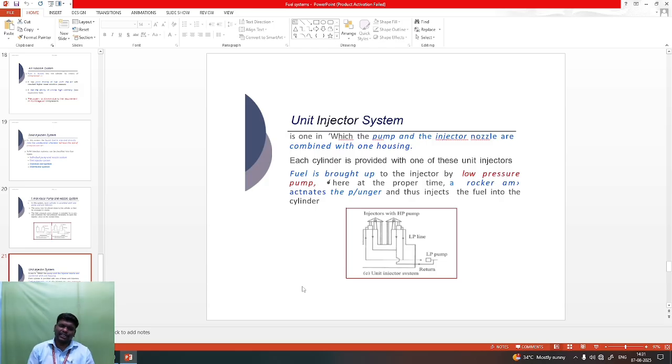Next one is the unit injection system. In the unit injection system, unit means a combination of 2 parts. Here also the pump and injector are contained in a single housing only.